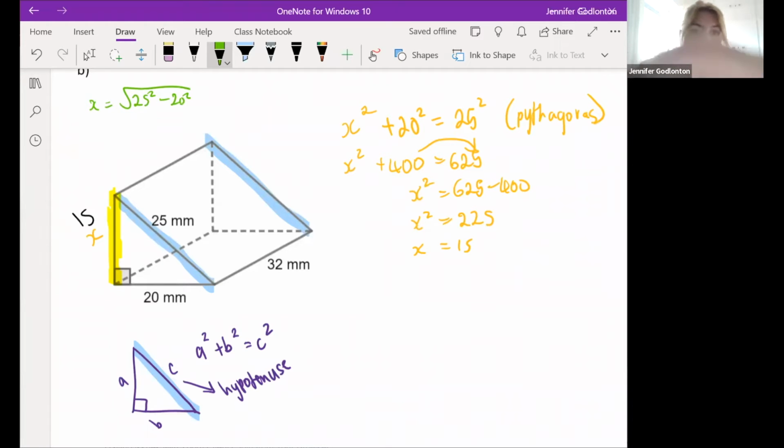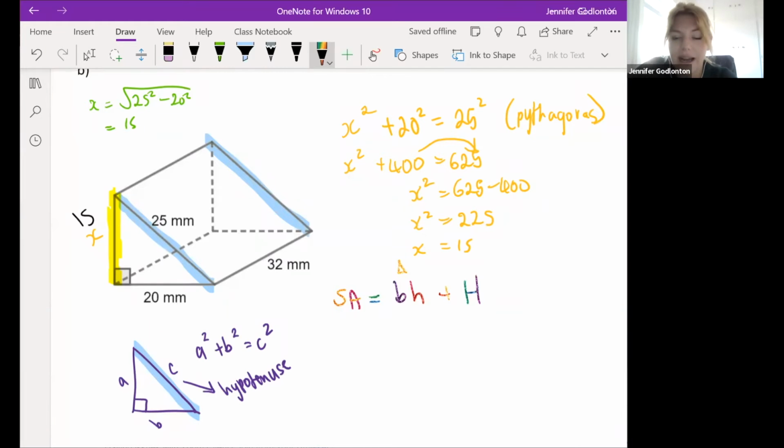And then pop that into your calculator exactly like that, and you will get your 15. Okay, so now we know that x is 15. Cool. Then all we have to do is pop that into our formula. So surface area is equal to our base times our height. Remember that base and height is of our triangle, plus the big height of our shape with all of our sides of our triangle added together.